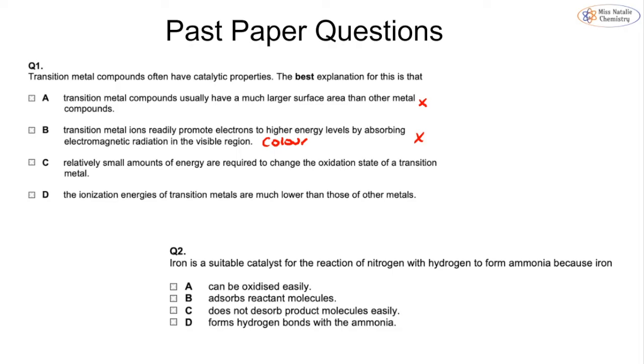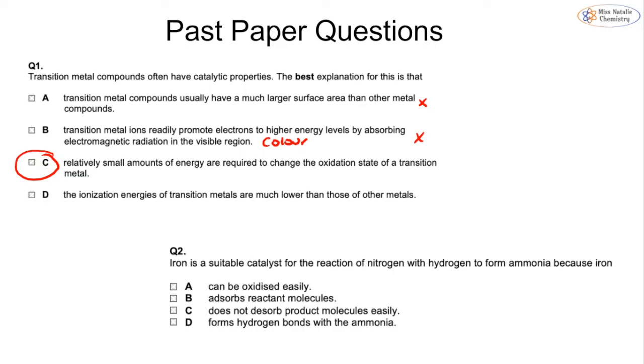The relatively small amounts of energy required to change the oxidation state, well, this is our correct answer, because in each of the catalysis reactions that we've seen, the oxidation state of the vanadium or the iron changed. And this is because it only requires a very small amount of energy, because it's not to do with D, which is the ionization energy, because these are already ions. For question 2, we have iron as a suitable catalyst for the reaction of nitrogen with hydrogen to form ammonia. Why is this? Well, the answer is not A, because the iron is not oxidized.